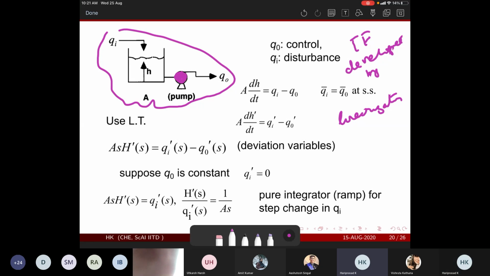Unlike a valve, so let's say this is a valve, and this is case A and case B. What would be the difference between a valve and a pump? What would be the effect on the outlet flow rate Q naught if I place a pump, in contrast to if I place a valve? Can someone say? Attempt at least based on your understanding from fluid mechanics.